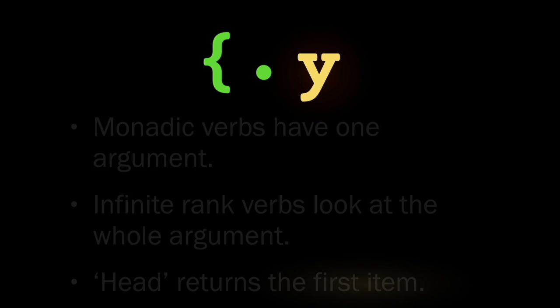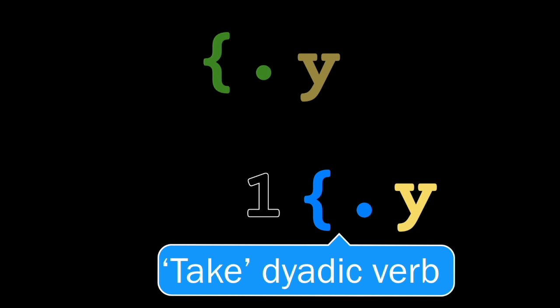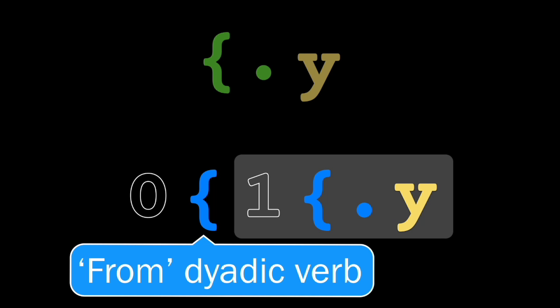So how does it do this? Well, we can think of it like it's a two-step process. In the first step, the take dyadic verb creates a list of length 1 from all the items in the argument. So you end up with a list with only the first item in it. After you get that result, then you use the from dyadic verb just to pull out that first item.